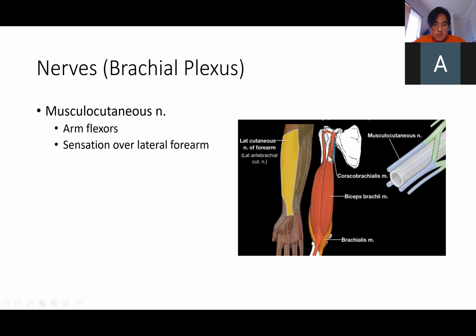So you can sort of imagine it taking an oblique route, right, a diagonal route. So it makes sense that it comes from the lateral cord. It does all of your arm flexors and gives sensation of the lateral forearm. Why? Because it ends there. And you can sort of help remember that by remembering that it comes from the lateral cord.